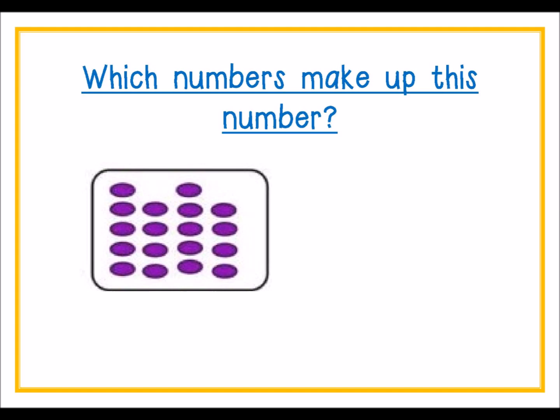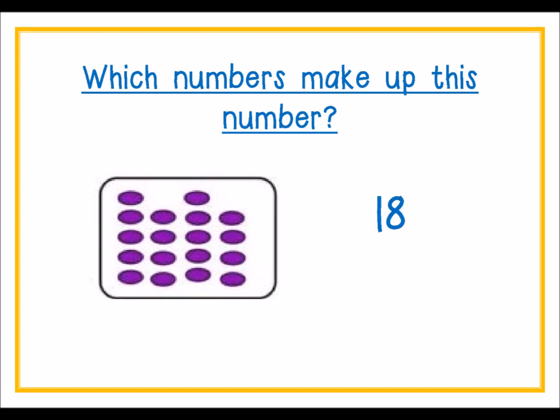Now, can you tell me, if we had to write the number 18, what two numbers would make up number 18? Do you know? It would be the number 1 and 8. This makes up number 18. Let's go on to our next example.